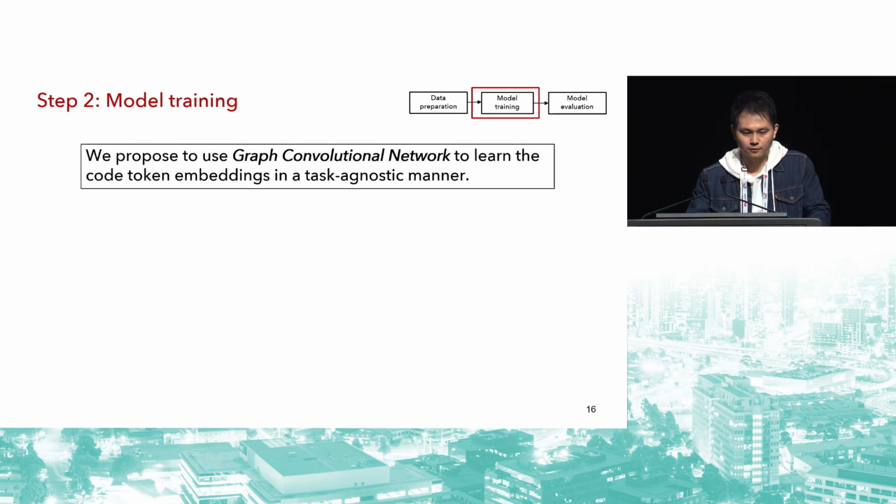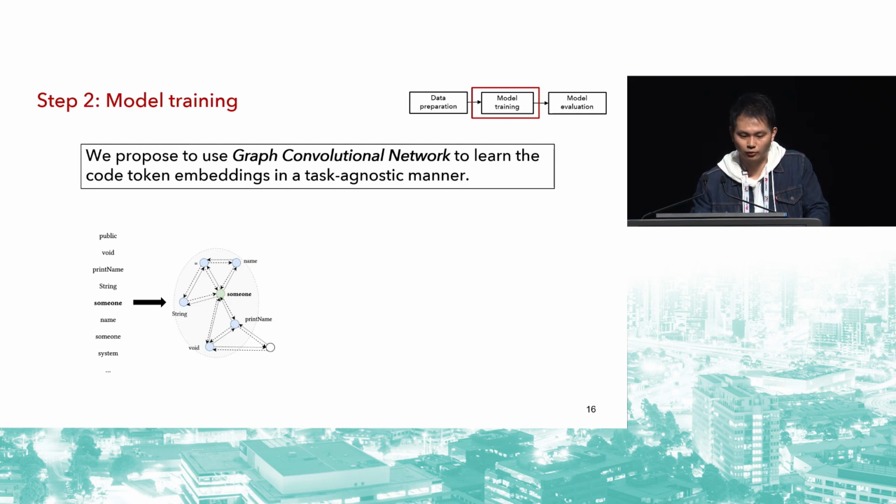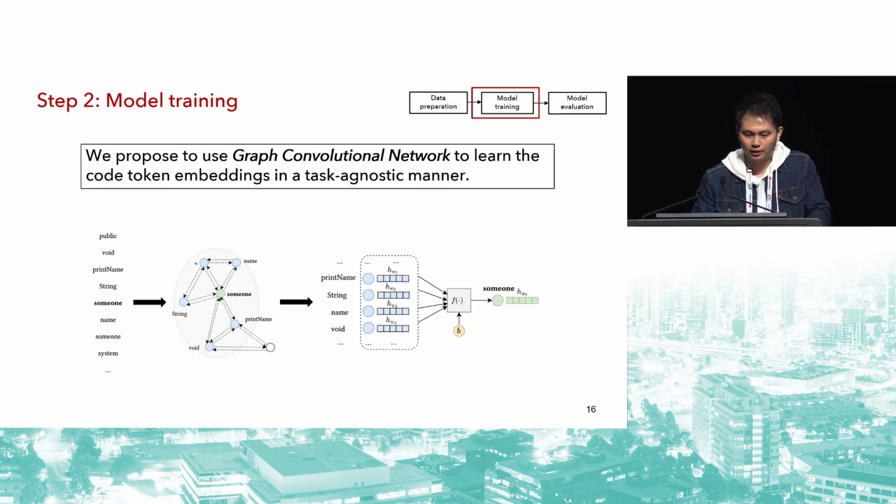In the second step, we propose to use graph neural networks to learn the code embeddings in a task agnostic manner, which means the loss function doesn't depend on any task. For example, we have the source code and its graph representation, and then we use the nodes surrounding the central node to predict the central node of the graph.